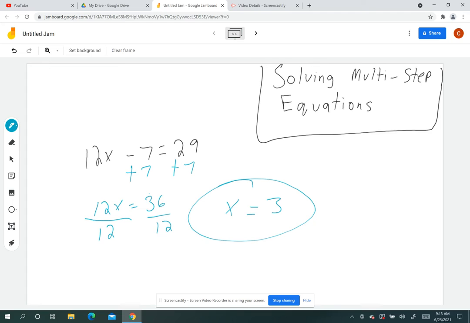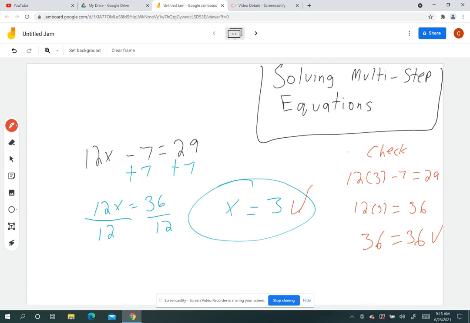Now, as you've seen from the other video, what we can do now is we can check. So let me get a different color. Let's use red. And we're going to check to see if our answer is correct. So we're going to plug 3 into our equation. 12 times 3 minus 7 equals 29. We add 7 to both sides. Twelve times 3 is 36. 36 does in fact equal 36. So the answer is x equals 3.